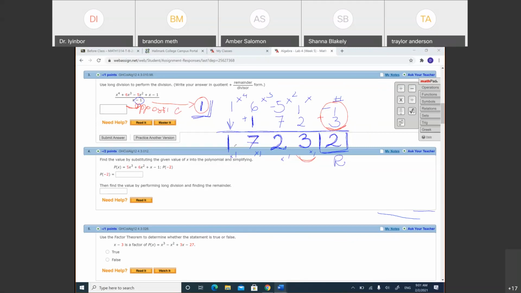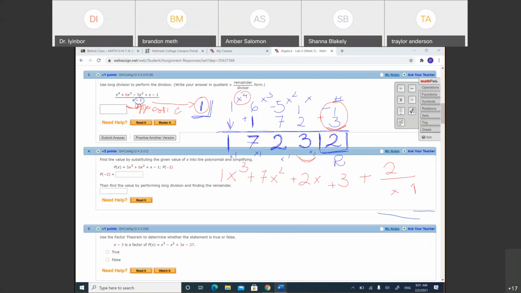So all the numbers here we get their right numbers. So we get 1, 7, 2, 3, and the remainder is 2. So now how is the quotient going to look? It's going to be 1 in front of what? x4 becomes x3, plus 7, x3 becomes x squared, plus 2x plus 3, and you're going to put plus 2 over x minus 1.